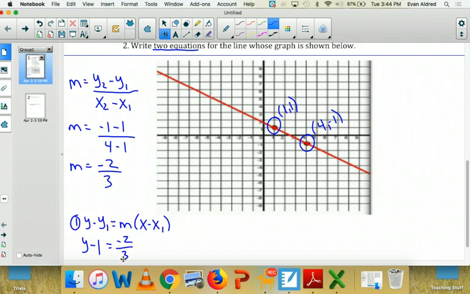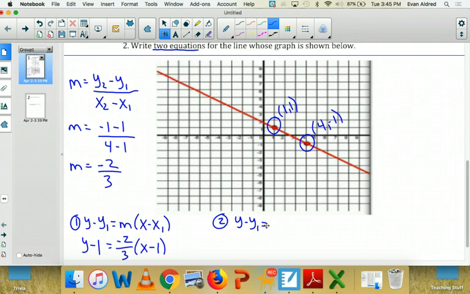Our slope is negative 2/3. And our x-coordinate of that point is also 1. So we don't have to simplify that at all. That's all done for us. So our first equation is y minus 1 equals negative 2/3 (x minus 1). Our second equation is going to come from the other point.